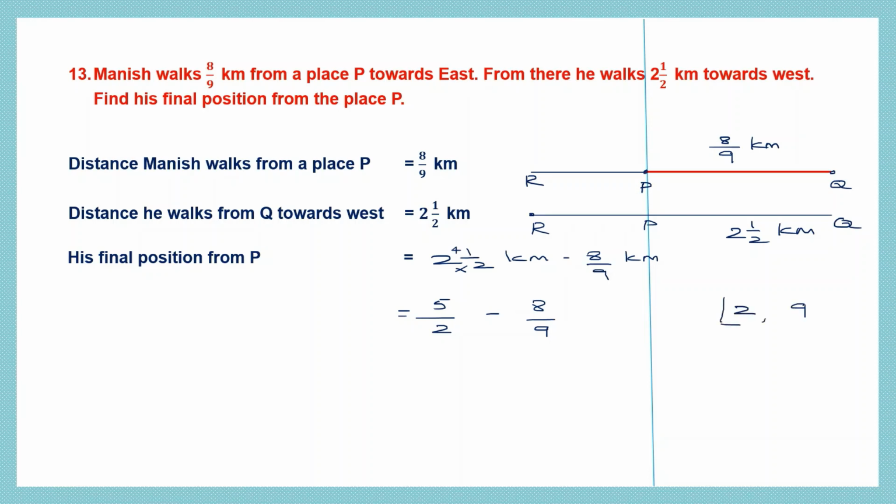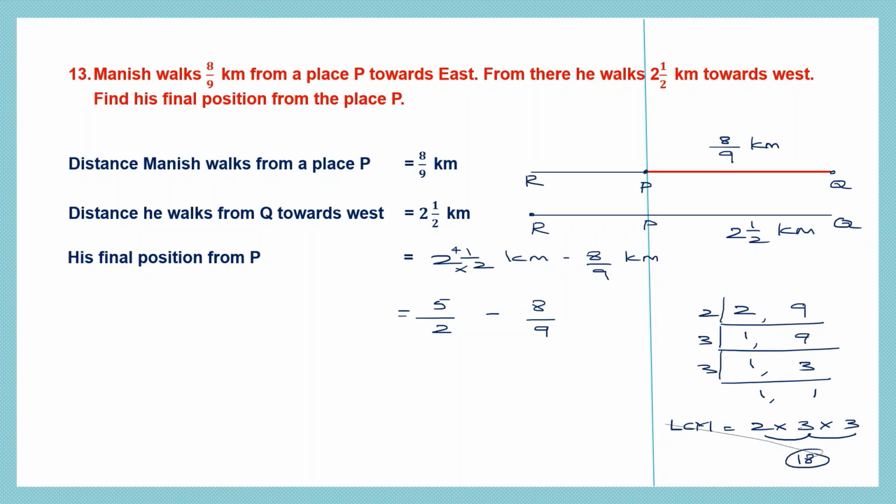So 2 and 9 are the two denominators. Let's find the LCM of the denominators. 2 1s are 2, 9. Now continue with 3, 1, 3 3s are 9. Continue again with 3, 1 and 1. So what is the LCM? LCM is equal to 2 into 3 into 3. 2 3s are 6, 6 3s are 18. So the LCM is 18. So let's use 18 as the LCM here.